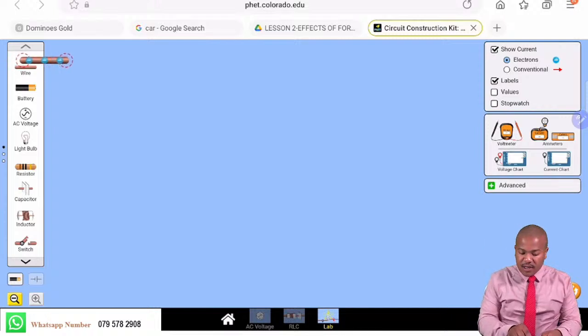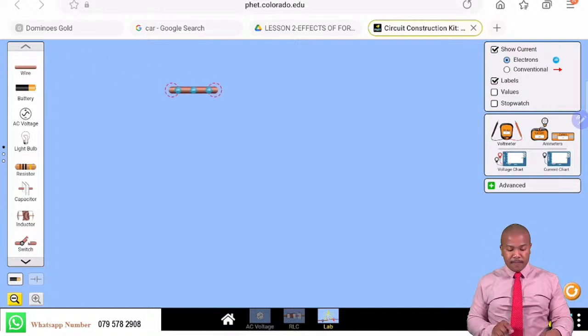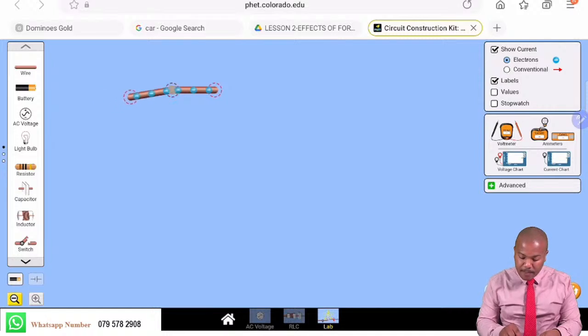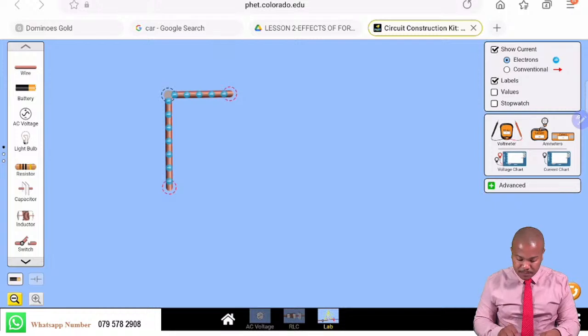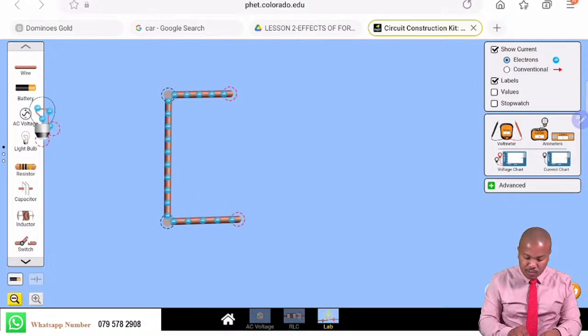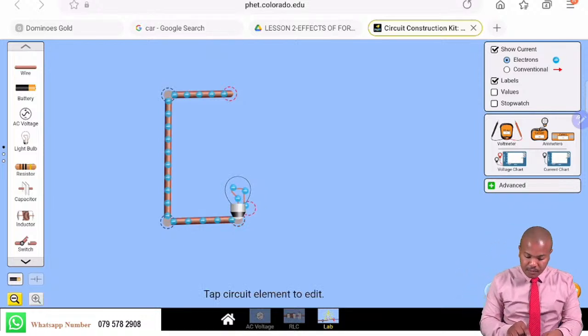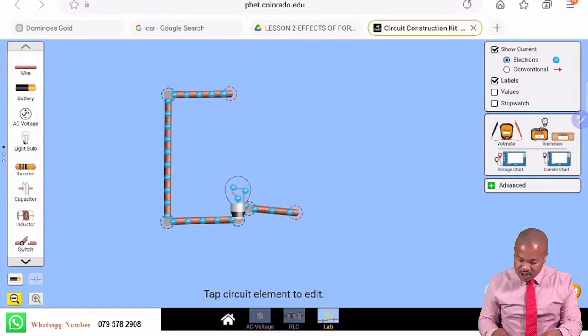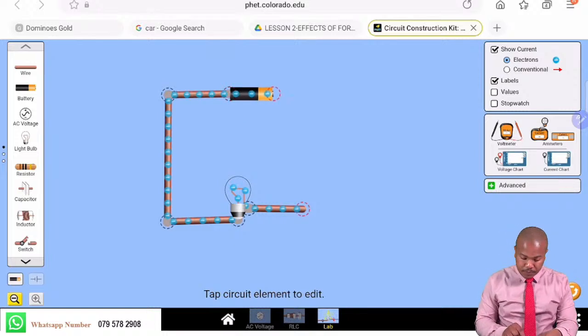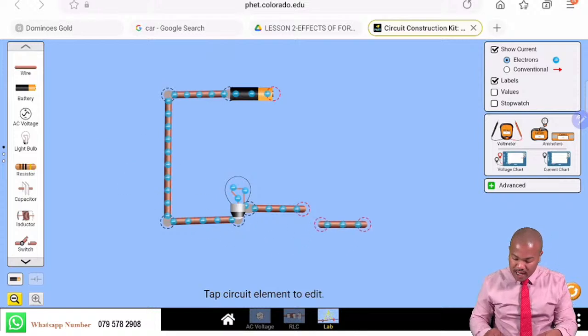So now we're going to put the first wire, right? We're going to put another wire here so that we have a full circuit, right? And we're going to put another wire here to connect. And now we're going to put a resistor, which is a light bulb. And we're going to put another wire here next to our resistor. And we're going to put the main source of electricity, which is a cell here. We're going to connect another wire here.